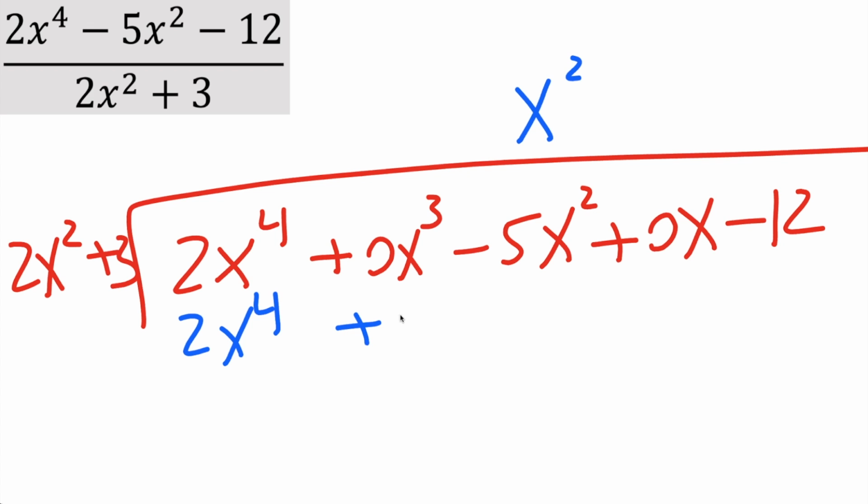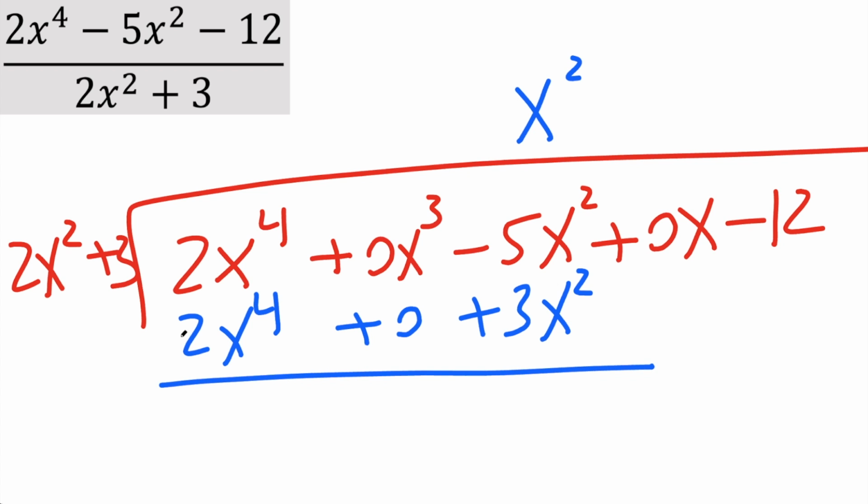So this again is a 0. Then plus 3x squared. Now we take this piece and subtract it by this piece, so this was positive, make it negative. The 0 doesn't matter, this was positive, make it negative. And we're going to combine. So 2x to the 4th minus 2x to the 4th cancels. 0 plus 0 cancels. Negative 5x squared minus 3x squared gives you negative 8x squared. And I'll just bring down this stuff.